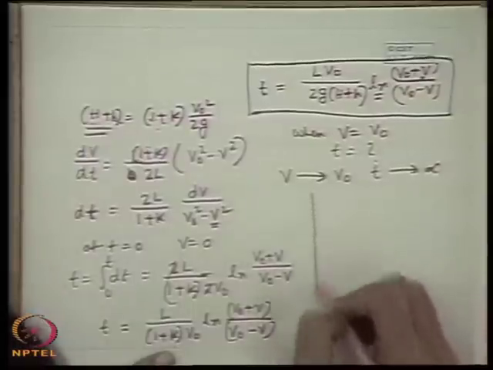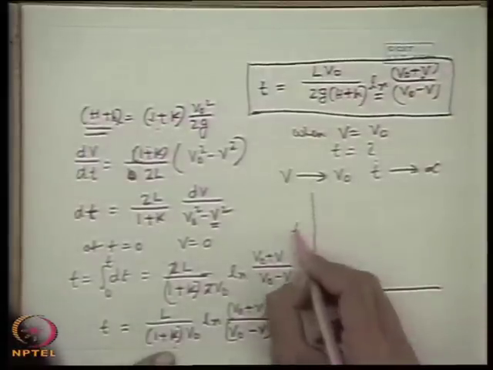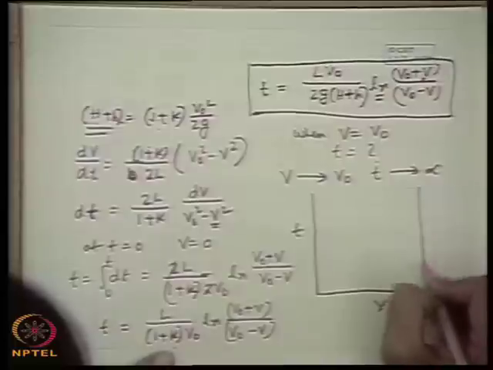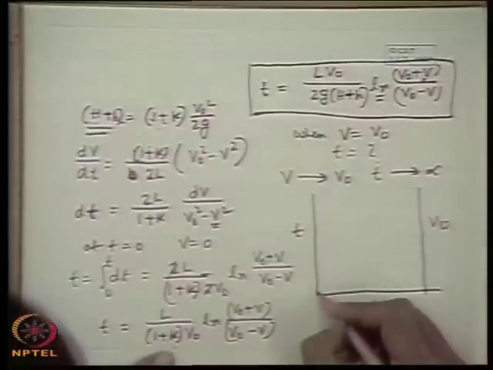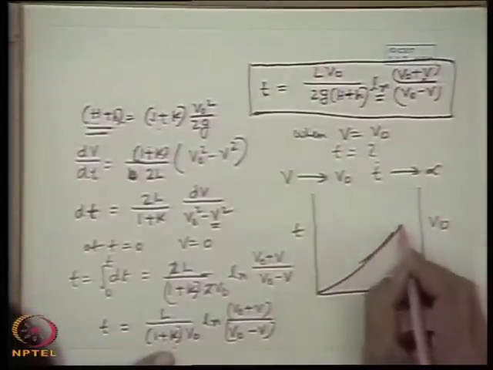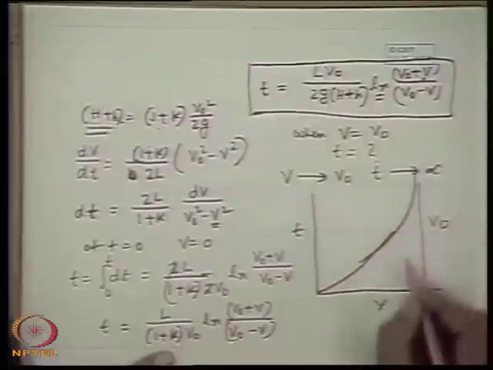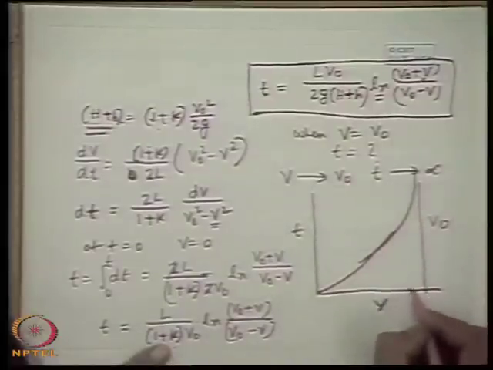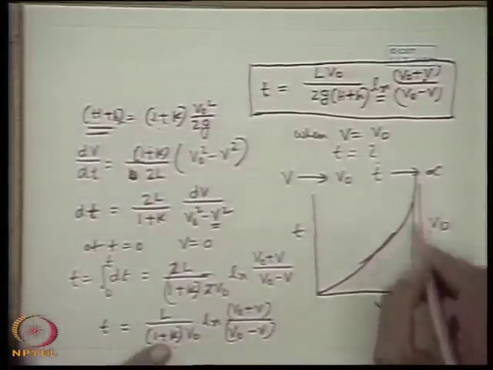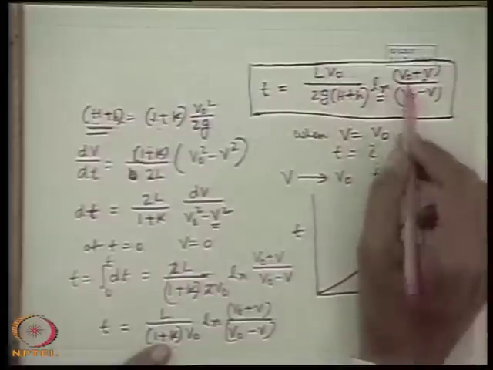That means if we draw a graph for time with the velocity, if this is the steady state velocity V0, it will reach asymptotically like this. That means at any finite time, it will reach a large portion of V0, but not exactly V0.